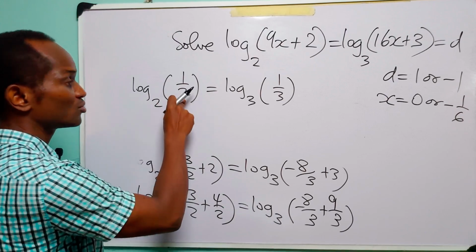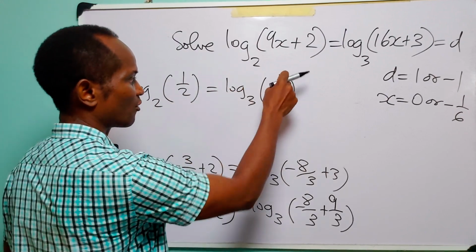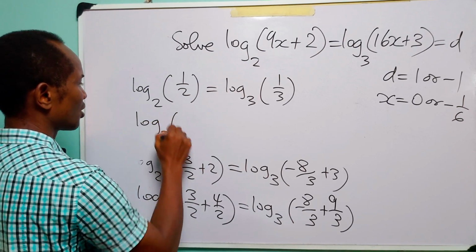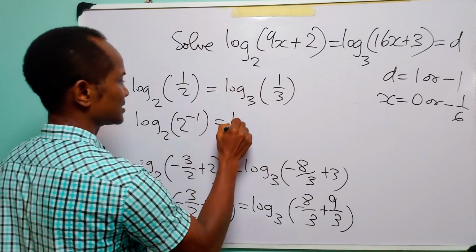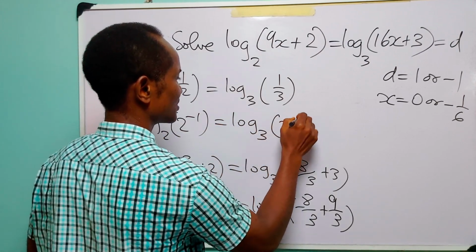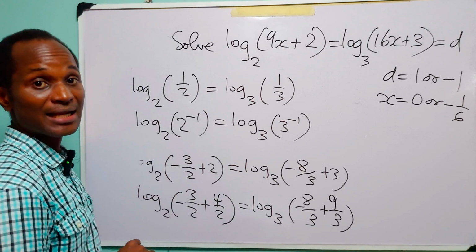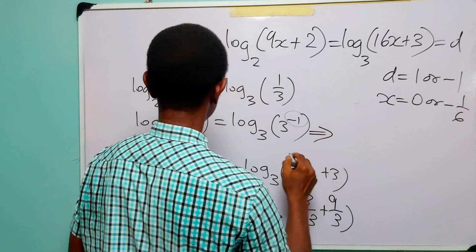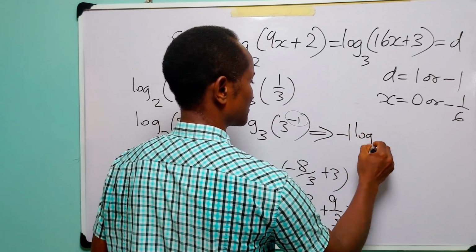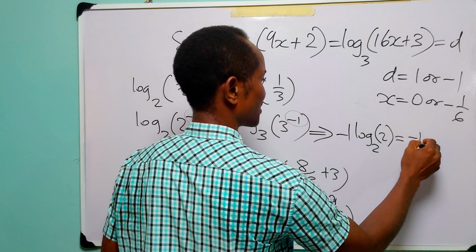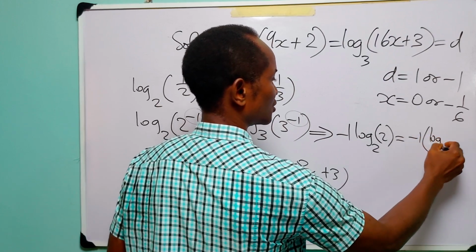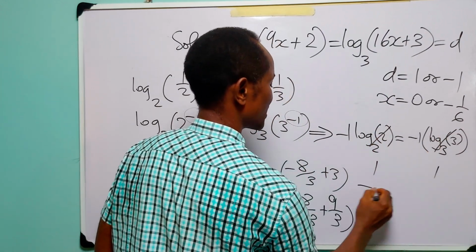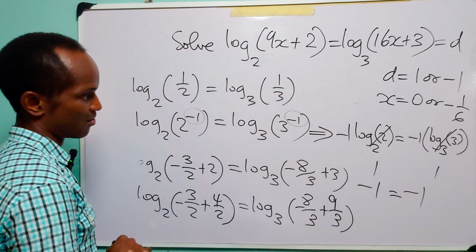Once more, we have log to base 2 of half, and we have log to base 3 of 1 over 3. This is log to base 2 of 2 to the power minus 1, and this is log to base 3 of 3 to the power minus 1. And of course, applying our power rule of logarithms, you know that we can bring down these multipliers. So from here, we have that minus 1 times log to base 2 of 2 is equal to minus 1 times log to base 3 of 3. This is 1 and this is 1. So we have that minus 1 is equal to minus 1.